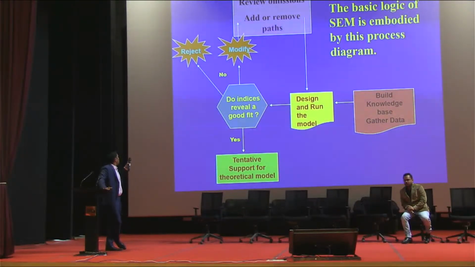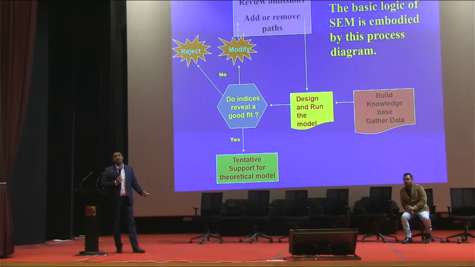Now, if the model is not a good fit with the data, one thing we can do is reject the model outright and stop our analysis, and think of a different model, or we can modify the model. If the data is not a good fit, we can use different modification indices to modify the model in a logical manner, and try to see to what extent we can fit the existing data with the model.